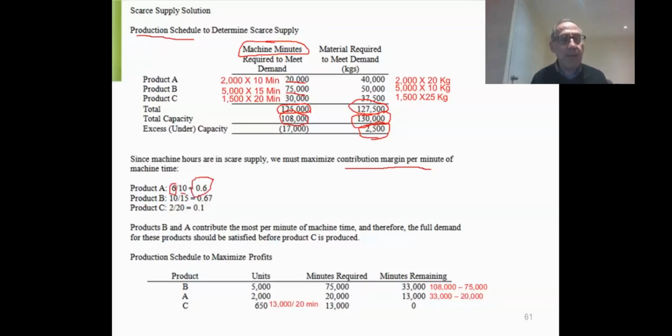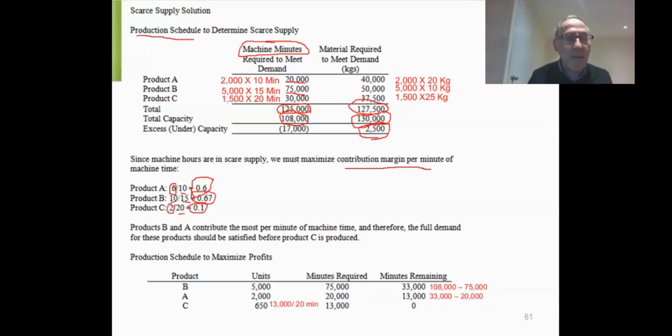Now, product B has a contribution margin of $10. We saw that a couple of slides ago. You should have that in your notes in front of you. It takes 15 minutes to produce each unit. 10 over 15 gives us a contribution margin per minute of 0.67. Finally, product C has a measly contribution margin of only $2, and it takes 20 minutes to produce. So all it gives us is 0.1, or a 10-cent contribution margin per minute.